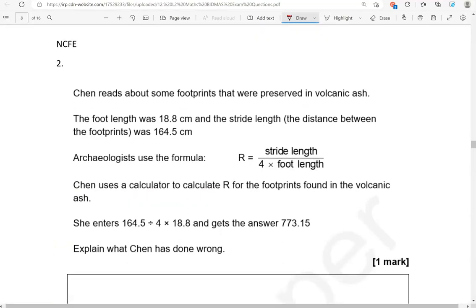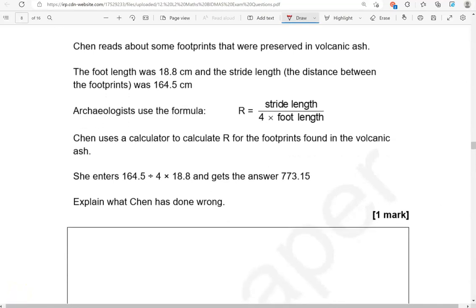Chen reads about some footprints that were preserved in volcanic ash. The foot length was 18.8 centimeters and the stride length, which is the distance between the footprints, was 164.5 centimeters. Archaeologists use the formula R is equal to stride length divided by 4 times foot length. Chen uses a calculator to calculate R for the footprints found in the volcanic ash. She enters 164.5 divided by 4 times 18.8 and gets the answer 773.15. Explain what Chen has done wrong.